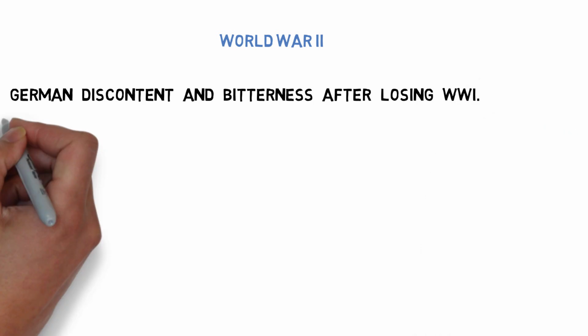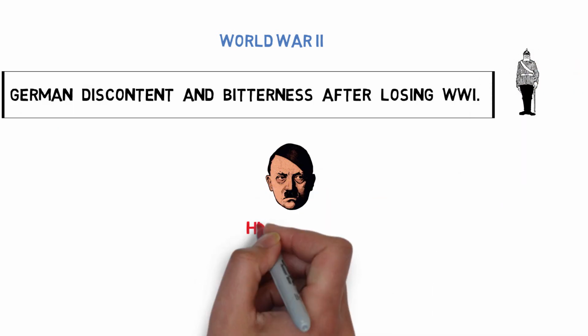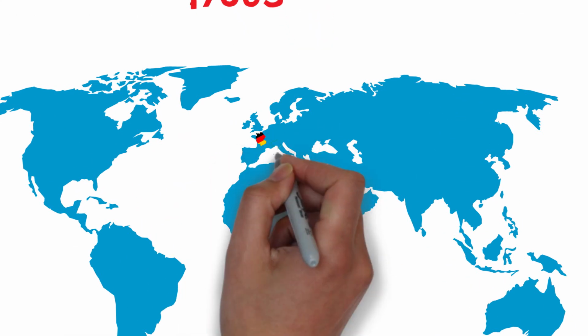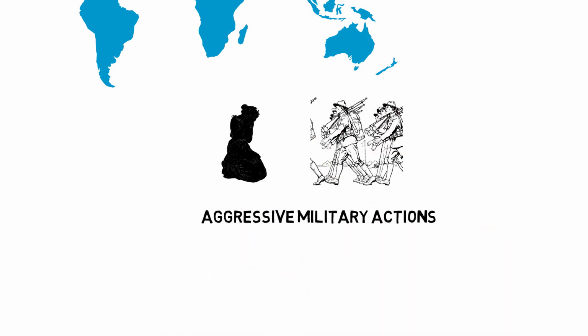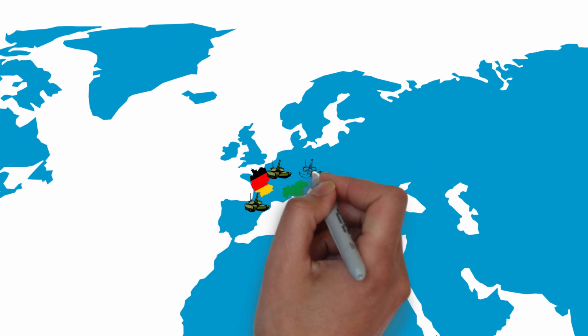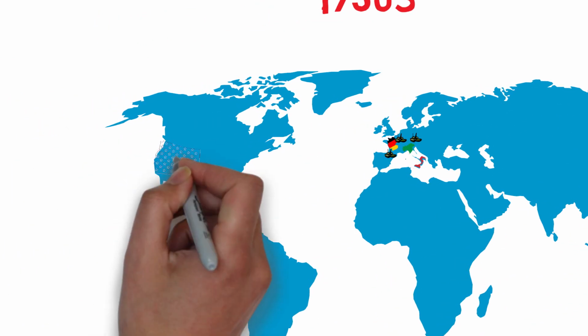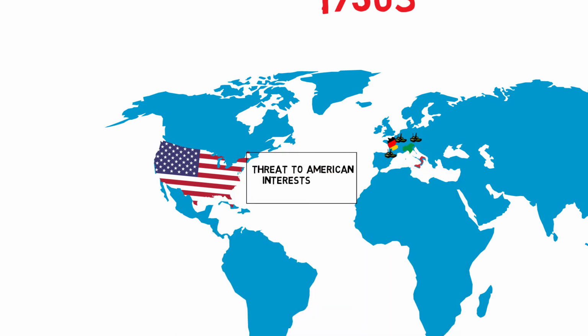Domestic discontent and bitterness over Germany's loss of World War I were the main contributions to Hitler's rise in power. In the 1930s, Germany, Italy, and Japan were expanding their territories through aggressive military actions. They invaded and conquered neighboring countries, which raised concerns in the United States about their intentions and the potential threat they posed to American interests.